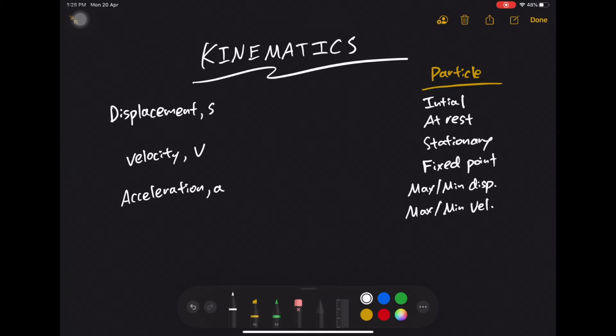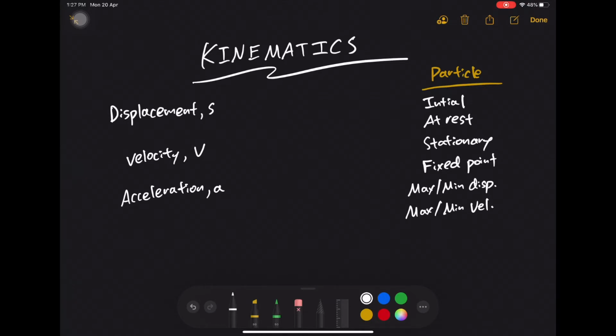Okay, let's remember that. Now, what is velocity? Velocity is like speed, but it has a fixed direction. So it's defined as the rate of change of displacement with respect to time. It can be positive or negative velocity. This means that if I differentiate my displacement with respect to time, I will get my velocity.